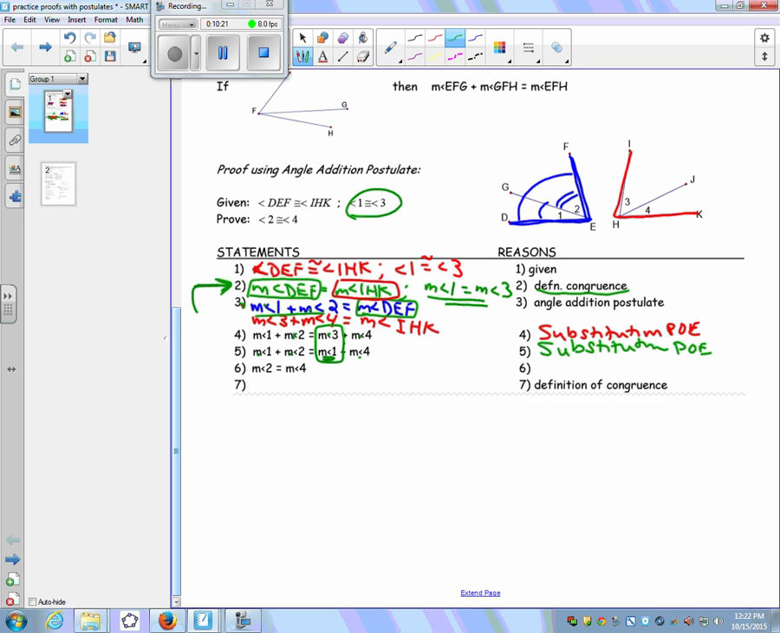Okay, now going from step 5 to step 6. What changes from step 5 to step 6? Melissa, what did you subtract from both sides? Subtract the measure of angle 1 from both sides, and you get step 6. Measure of angle 2 equals measure of angle 4. Now, the last step, we wanted to match our proof. By definition of congruence, we're going to say, oops, angle 2 is congruent to angle 4.